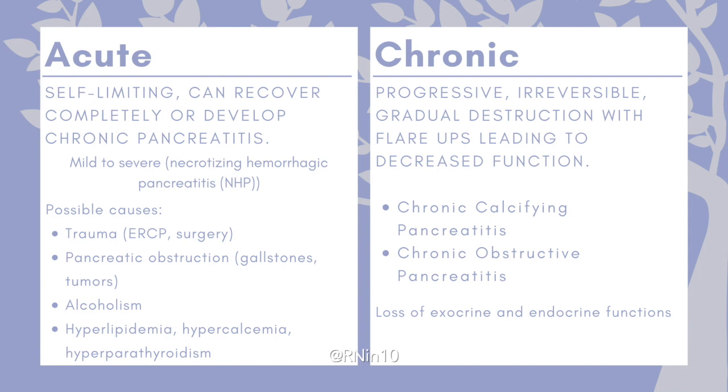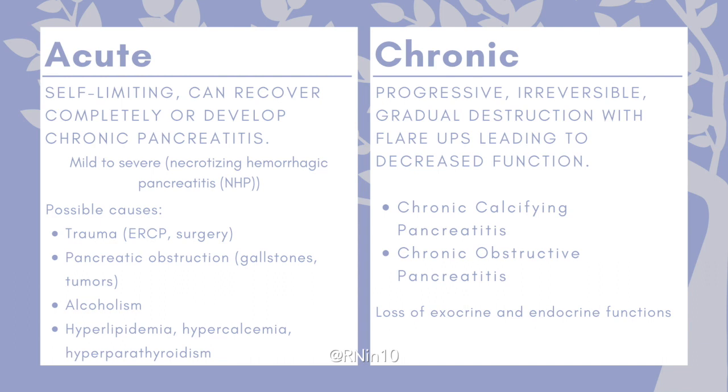There are two types of pancreatitis. Acute pancreatitis is temporary and you can recover completely from it or develop chronic pancreatitis. Chronic pancreatitis is progressive, irreversible, and it is usually a gradual destruction with periods of remission and flare-ups. There is chronic calcified pancreatitis, which is primarily caused by alcoholism, where the secretions of the pancreas develop plugs that block pancreatic ducts and cause fibrosis and calcification.